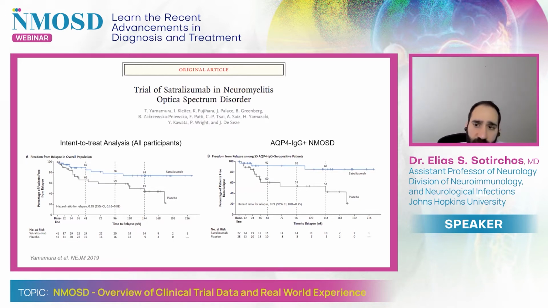On the left-hand side, we see the results from the analysis of all participants, which demonstrated a 62% reduction in the risk of relapse here. But when the analysis was restricted to aquaporin 4 IgG seropositive participants, the reduction in the risk of relapse was 79% with the use of satralizumab versus placebo.